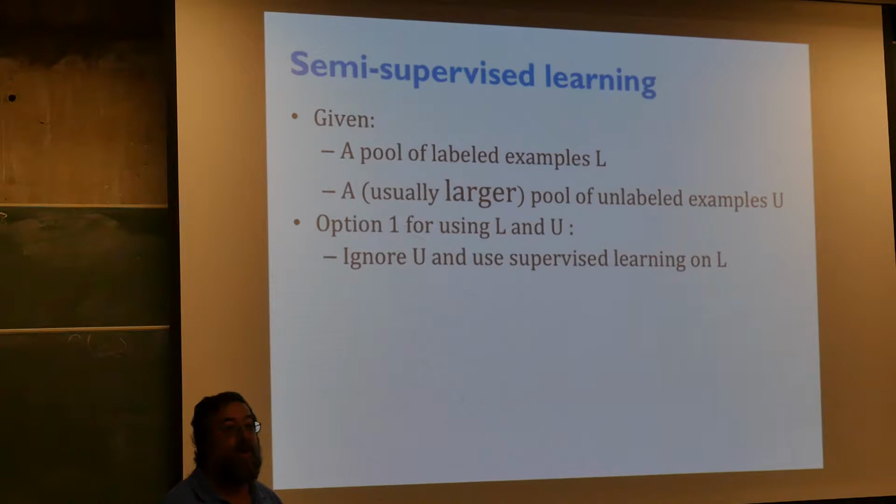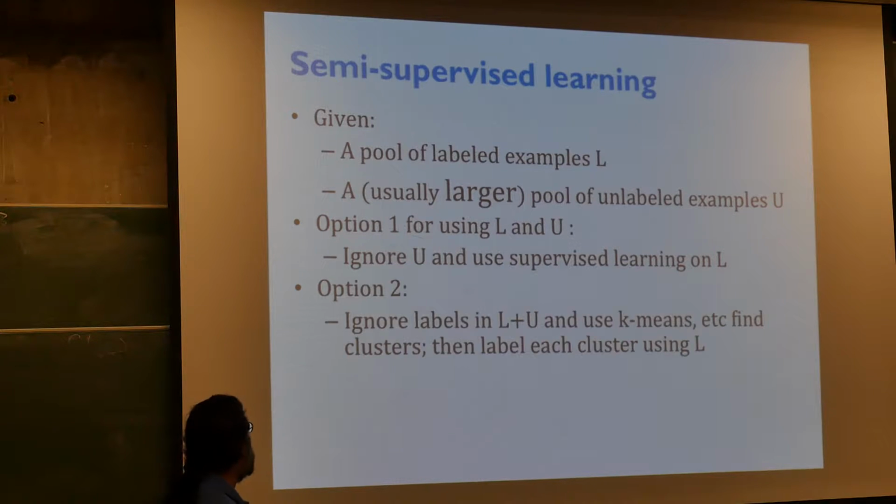So there are a couple of things that you could obviously do. You could just not use the unlabeled examples. Or another possibility is you could use the unlabeled examples and just treat it as an unsupervised learning problem first. So you could take all the examples, the labeled examples and the unlabeled examples, and run your favorite clustering algorithm. So you find these clusters, and then each cluster, since there are some labeled examples in this mix, would get labeled with maybe the most frequent label in that cluster. So that would be another possibility.